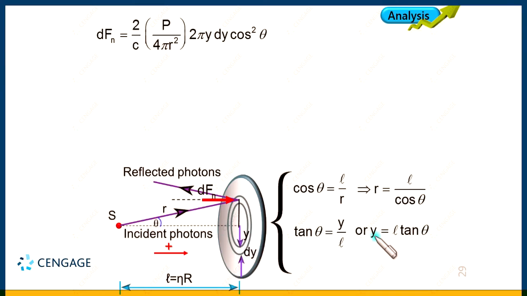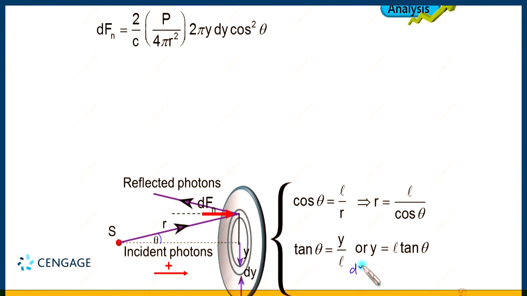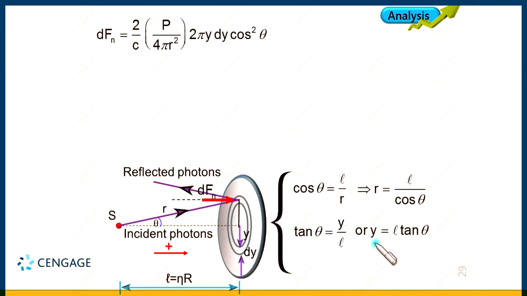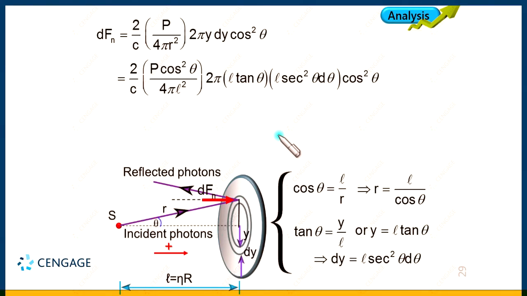So here we can do one thing, we can find the value of dy also from this expression. We can write here dy equal to the differentiation of this. L is a constant, and differentiation of tan theta equal to sec square theta, and this is d theta. So we got the value of y, r and dy. Now we can substitute these values in this expression here.